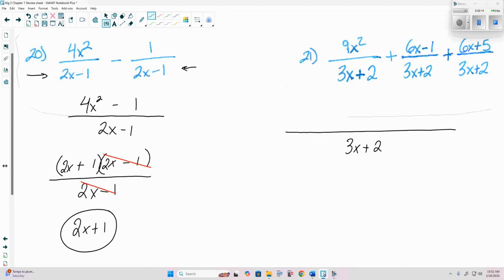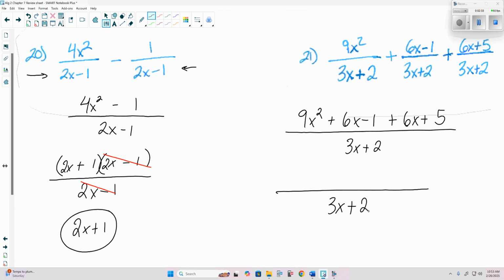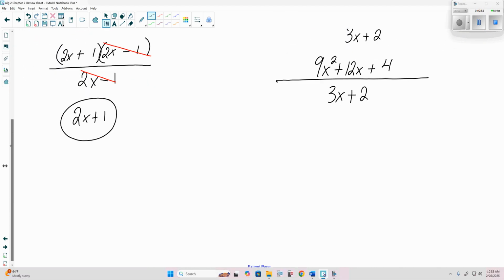So at 21, all three denominators, we do have three of them, are the same. So we can add the numerators. So we're going to be adding 9x squared, our 6x minus 1, and 6x plus 5 together. Now looking at the numerators, 9x squared does not have any like terms. But our 6x and 6x give us 12x. Telling us that we have 9x squared plus 12x plus 4, which is indeed factorable.